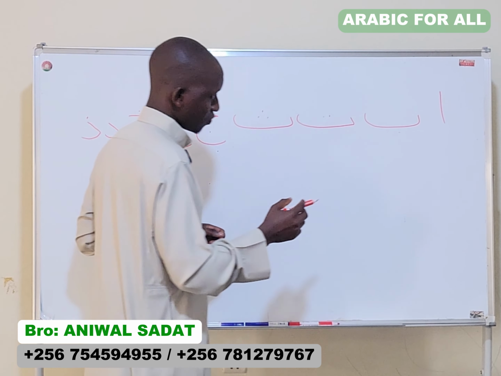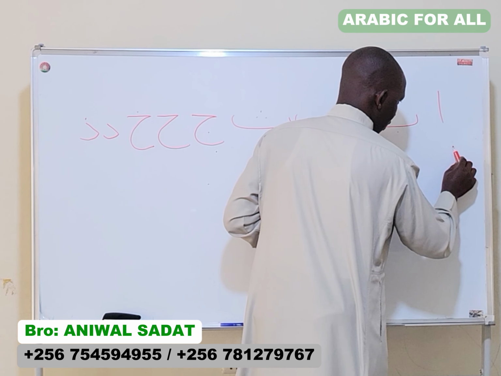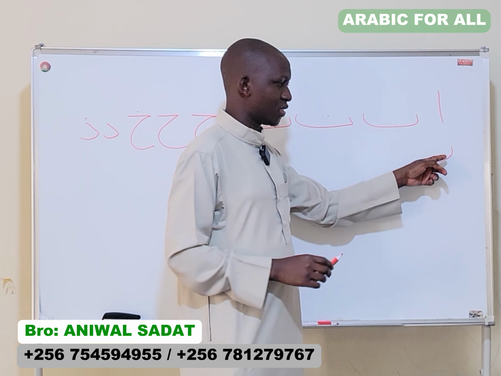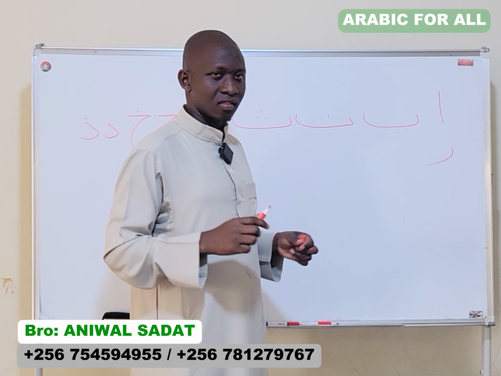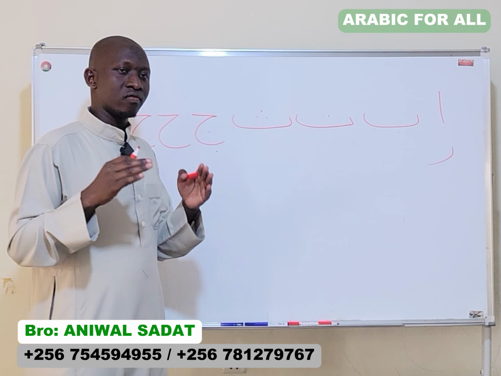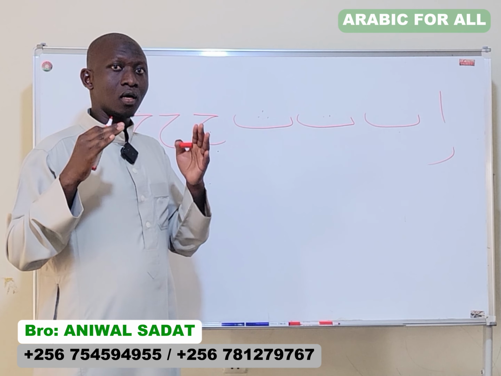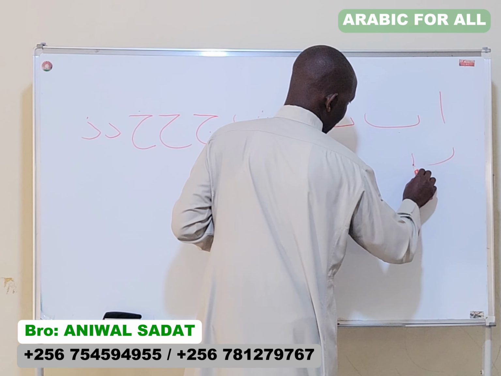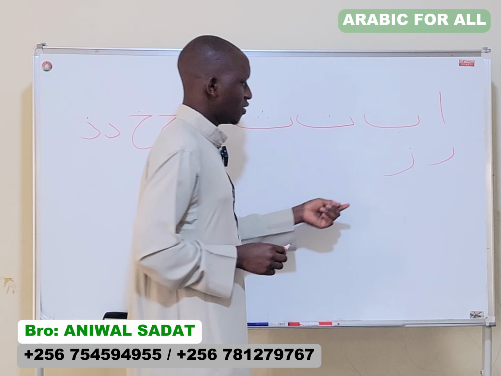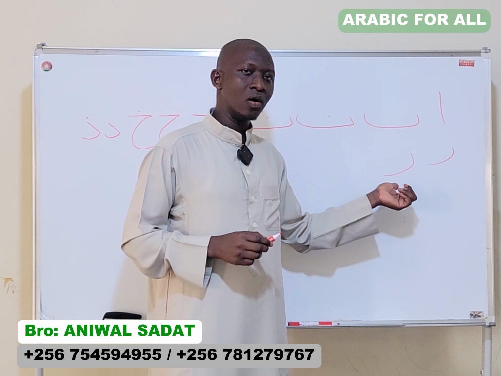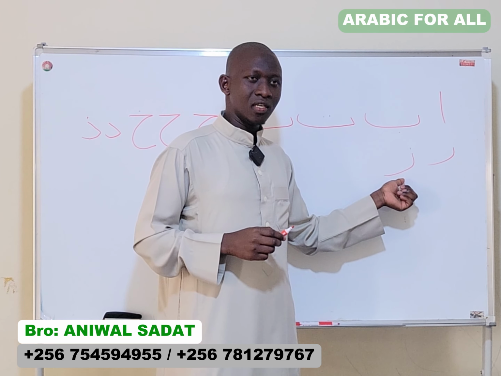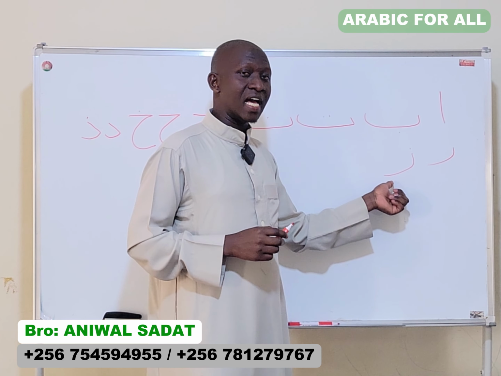Then we have what we call ra, which is written slightly like a curve. It also has that sound of ra. Then we have zai. This is pronounced by some people as za'u, but in most educational books we find it called zai.